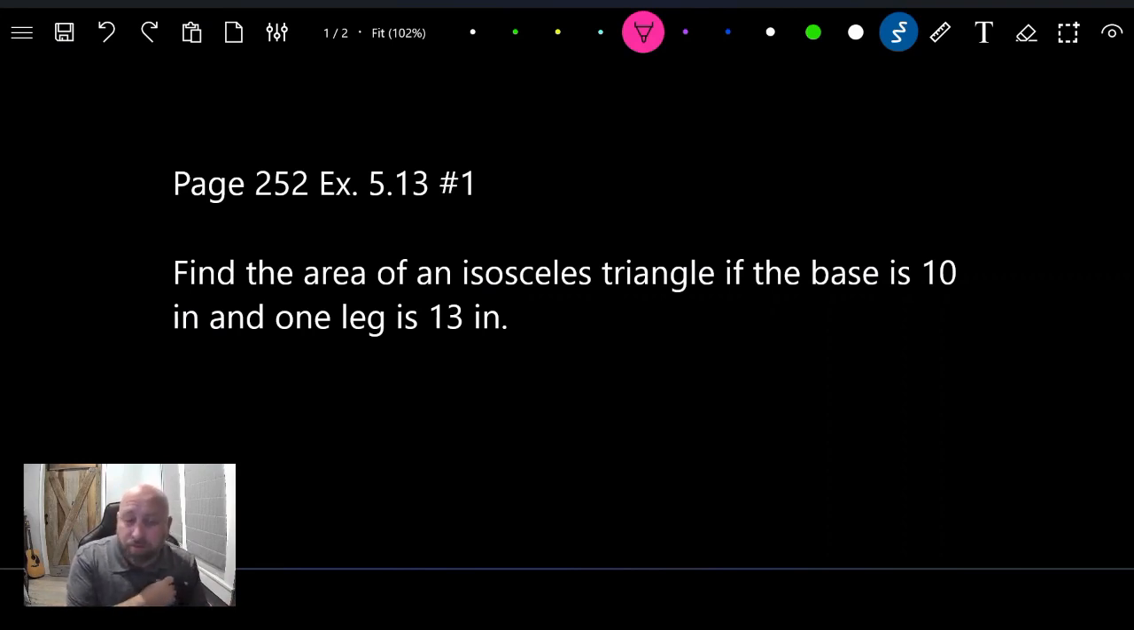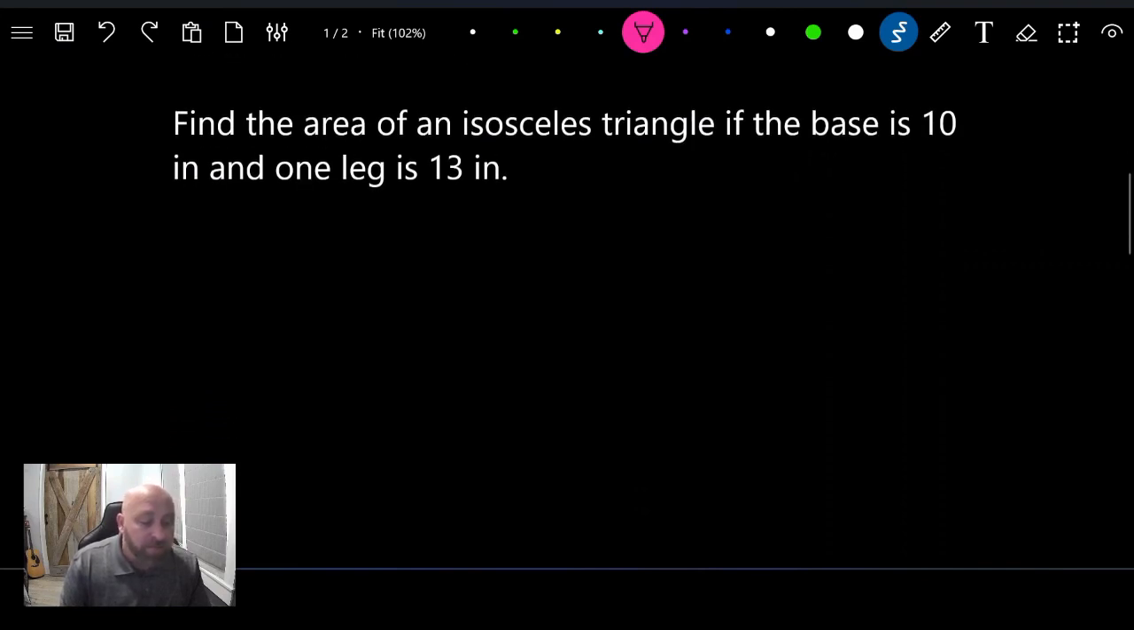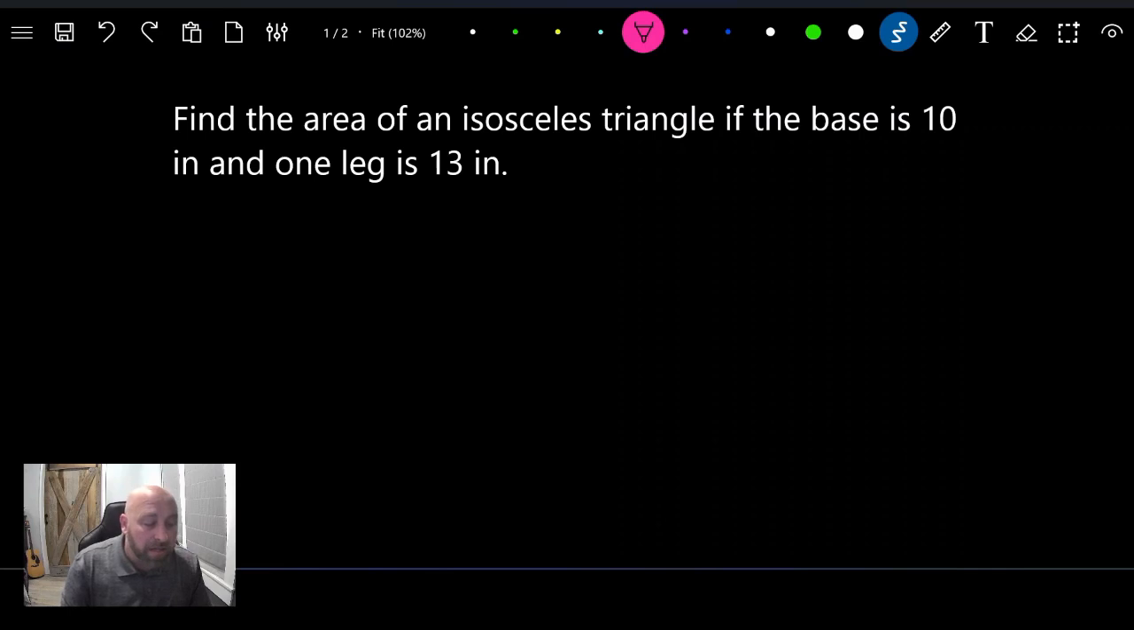All right, so turn the page over to 252. Look at exercise 5.13, and look at number 1. In number 1, it says find the area of an isosceles triangle if the base is 10 and one leg is 13. A couple key things there: first of all, it's an isosceles triangle. What do we know about isosceles triangles? Well, the legs are equal in isosceles triangles. So when it says one leg is 13, that means that both legs are 13 because it's an isosceles triangle.